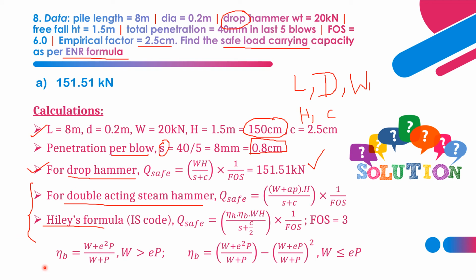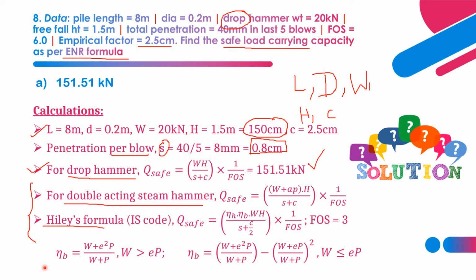Eta B is equal to (W plus E square P) by (W plus P), in case the hammer weight, that is W, is greater than EP. What is E? Coefficient of restitution. What is P? P is the pile load, the capital P. E is nothing but the coefficient of restitution. So (W plus E square P) by (W plus P) gives the answer for efficiency of hammer blow in case of W greater than EP.